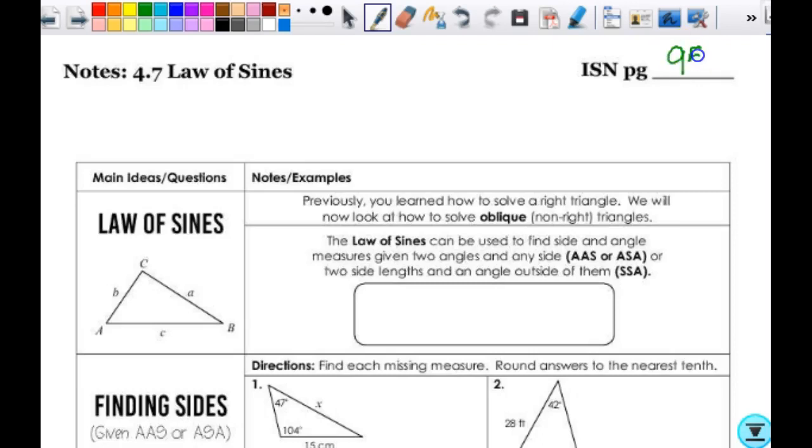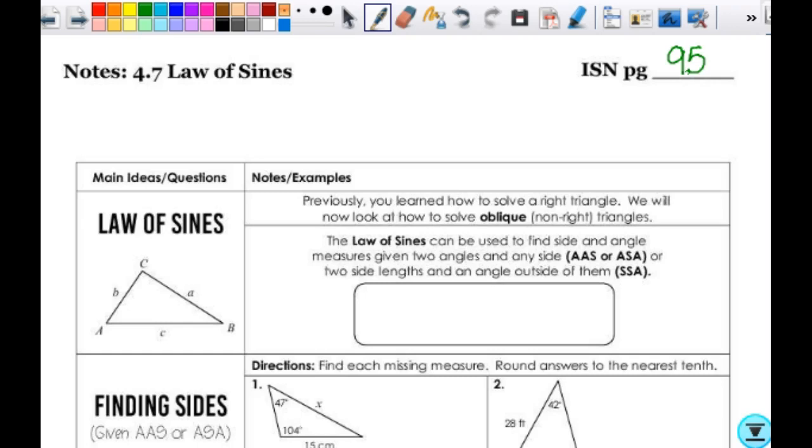Okay, thank you. What this allows us to do is find missing sides and angles of a triangle when they're not right triangles. Up until now, you've only been able to apply trigonometry to right triangles. That's what you learn in geometry, right triangle trig, and that's the only thing we've looked at so far. Now you can apply it to things that are not right triangles, and that's what we're going to look at here.